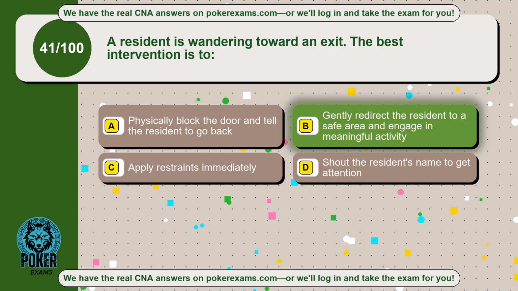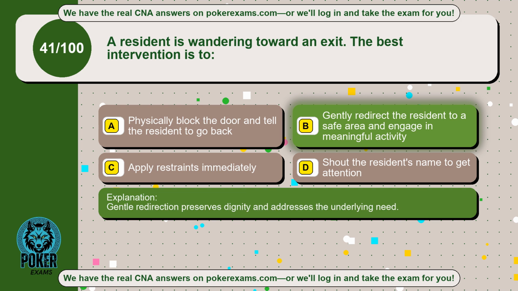The correct answer is option B. Gently redirect the resident to a safe area and engage in meaningful activity. Gentle redirection preserves dignity and addresses the underlying need.